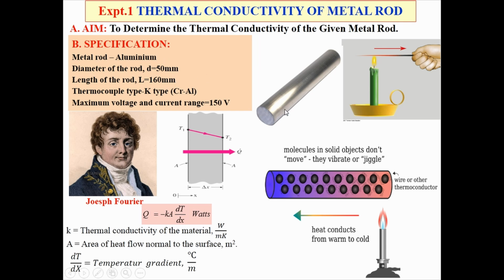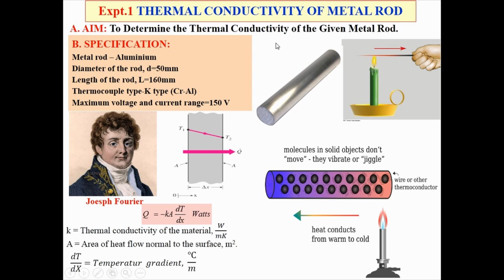So in our experiment we have an aluminum rod which has a diameter of 50 mm and a length of 160 mm. To measure the surface temperature of the aluminum rod and the water inlet and outlet temperature, we are using K-type thermocouples. The maximum voltage we can set in our experimental setup is 150 volt.